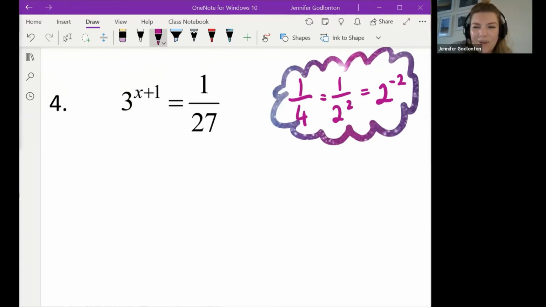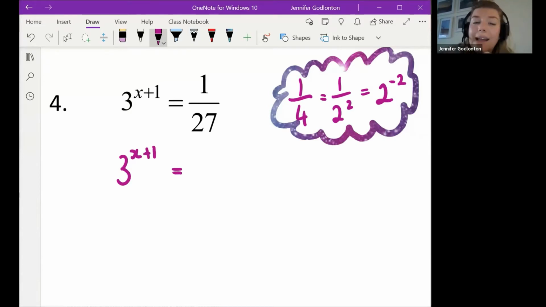Okay, Tando, can you please help me explain this question? Ma'am, so firstly, we're going to change 1 over 27 to 27 to the power of -1. Okay, we can do that. Yeah. And then the next step will be 3 to the power of x plus 1 is equal to 27 to the power of 3 in brackets, and then -1. -1 is an exponent. So what you've said is beautiful.